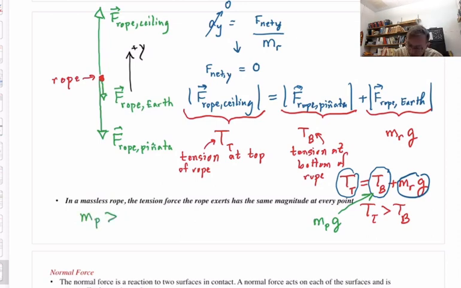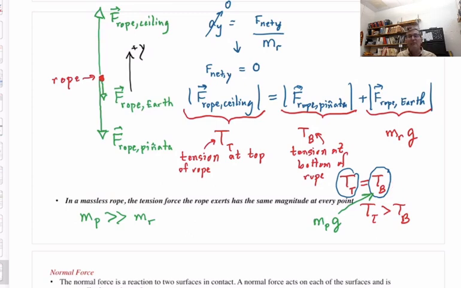And if that's true, what I'm saying is that the mass of the piñata is bigger. In fact, it's not just bigger, it's much bigger. Let's use 2 greater than signs. The mass of the piñata is a lot bigger than the mass of the rope. If that's true, then this term, mass of rope times g, is a lot smaller than mass of piñata times g.